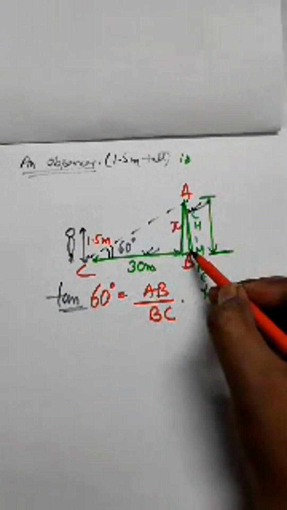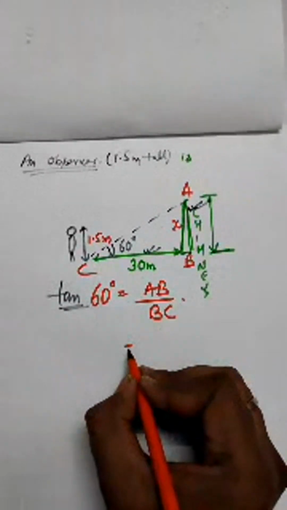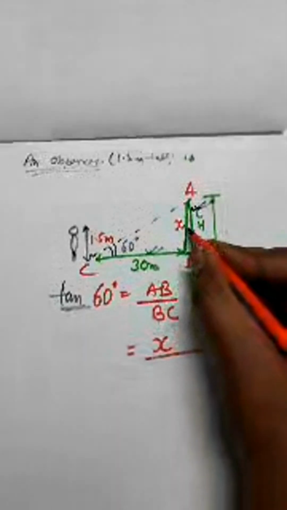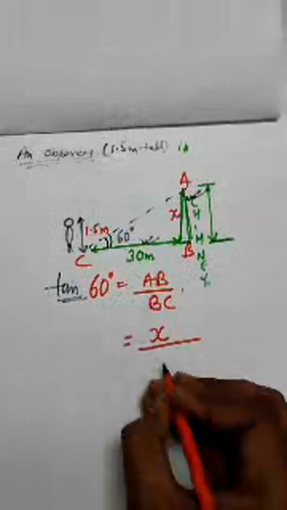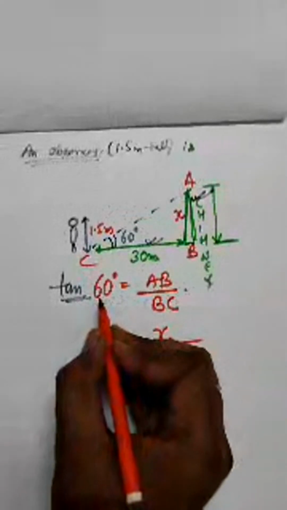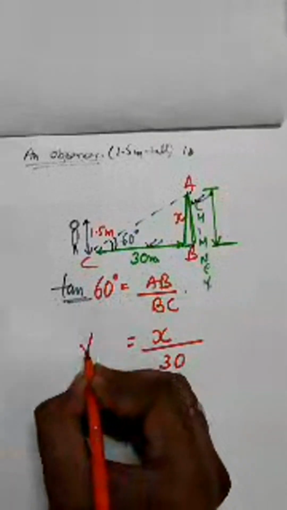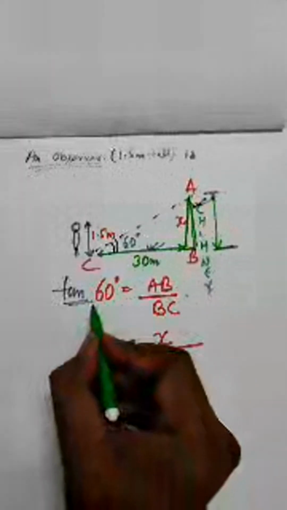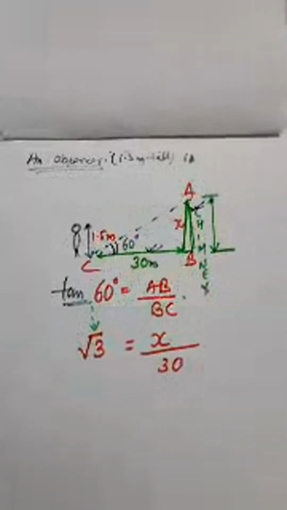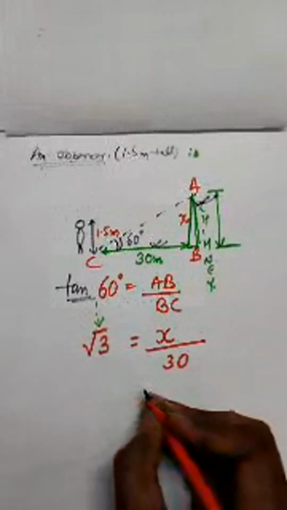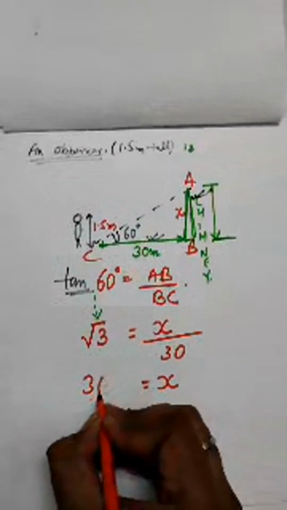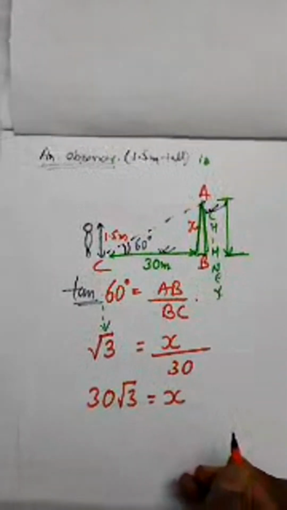One of these lengths is unknown to us, that is AB, which is the height of chimney. Put the value of x over here, that is a variable which we have assumed. And BC as 30. And we know the value of tan 60. Tan 60 is root 3. We know that tan 60 is root 3. So we can find the value of x. X will be equal to 30 root 3.